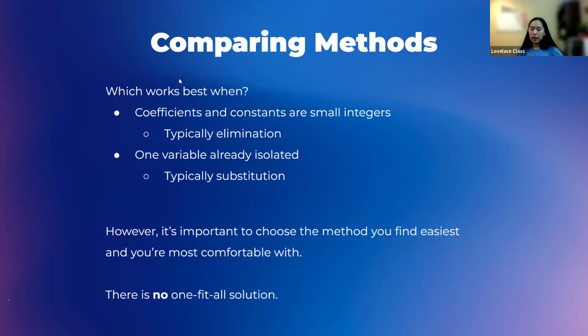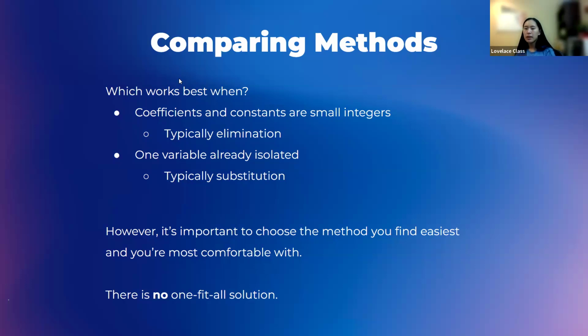Again, none of these are absolute. You don't have to use substitution for those problems. You don't have to use elimination for small constants and coefficients. It's up to you, whichever you think is easier. There's no one-fits-all solution. Both of these methods work. Some might just take longer than others, and that's perfectly fine.